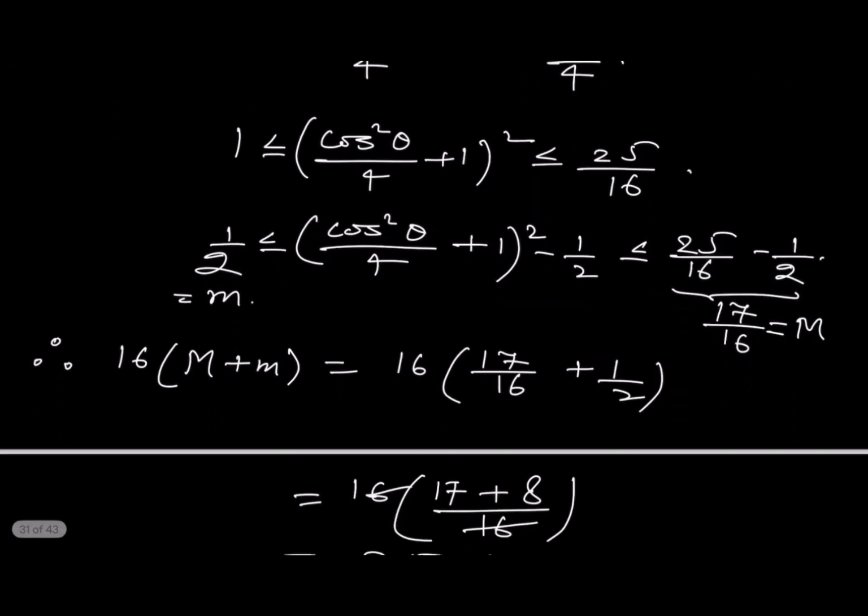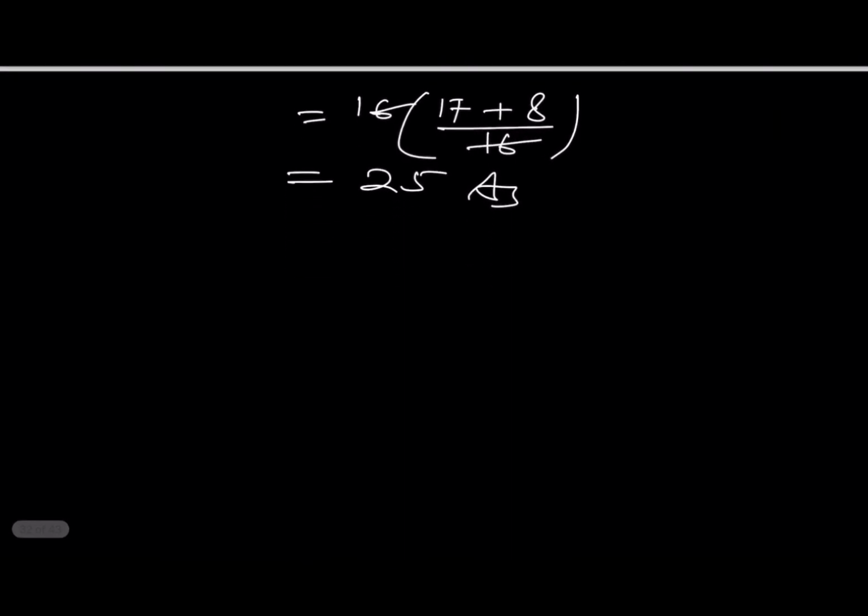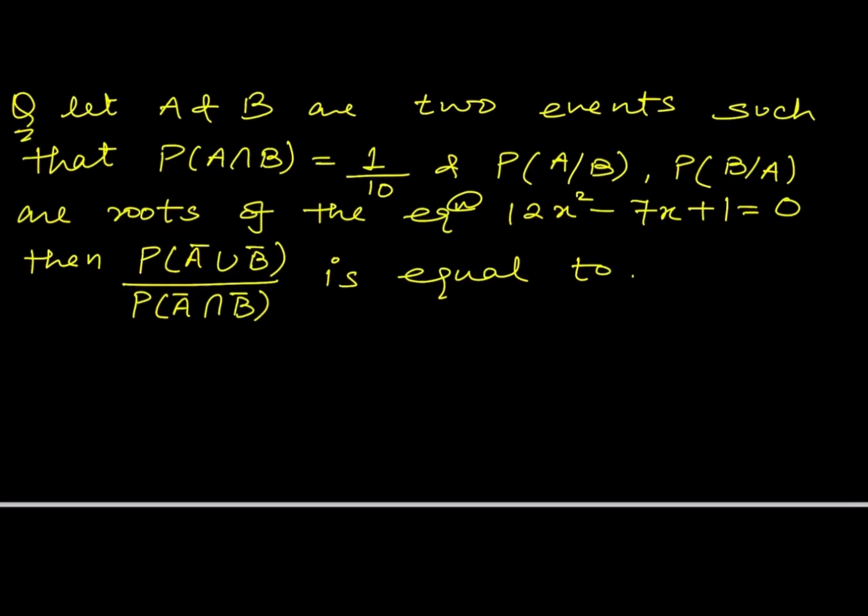So let's come to the next question, which is from probability. Students, the question is: let A and B be two events such that P(A ∩ B) is 1/10, and P(A|B) and P(B|A) are roots of the equation 12x² − 7x + 1 = 0. Then P(A′ ∪ B′) upon P(A′ ∩ B′) is equal to?